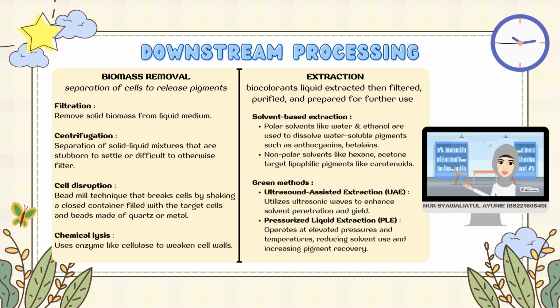Biomass removal is an essential step in the downstream processing of biocolorants. It focuses on separating solid materials such as plant residues or microbial cells from the liquid containing the pigments.